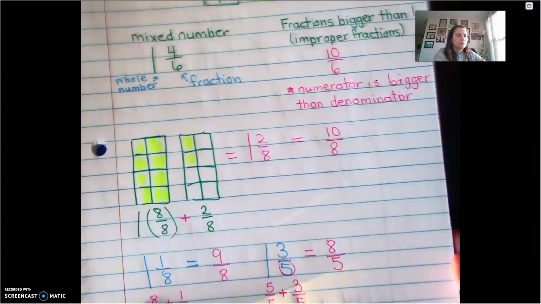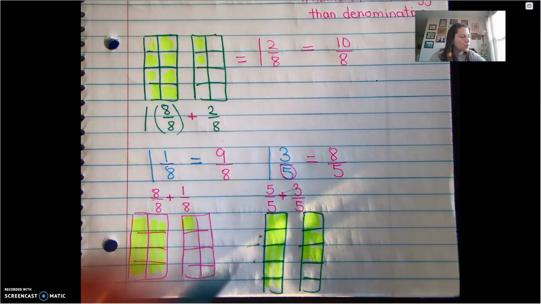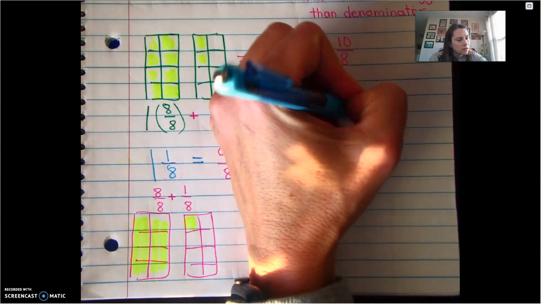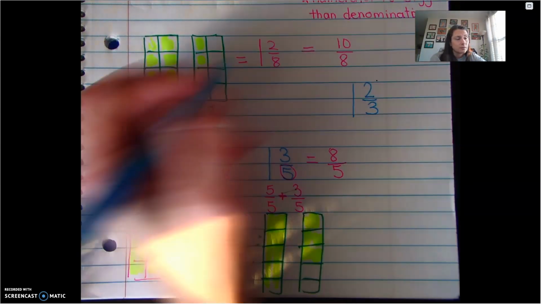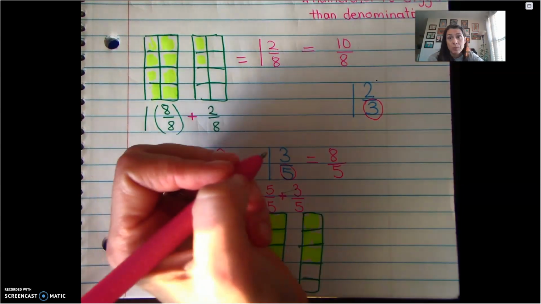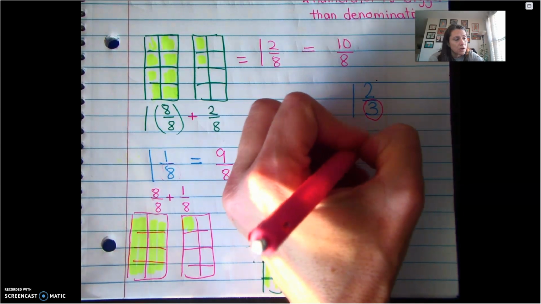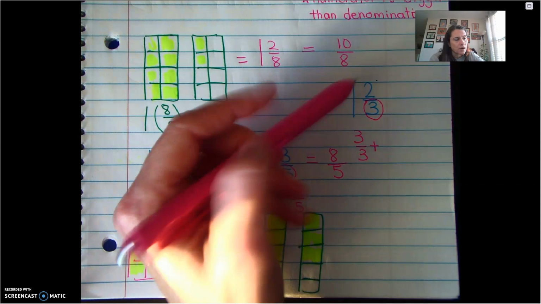I want to do one more. I'm going to try to do it in the space right over here. So let's do 1 and 2/3. First thing, we got to look at that denominator, see what my whole looks like. So it's 3 parts, so that means this is 3 out of 3 plus our 2/3.